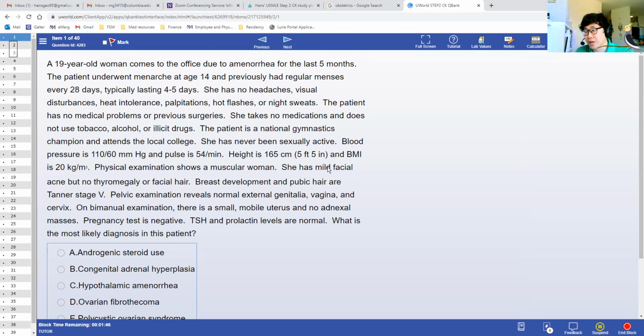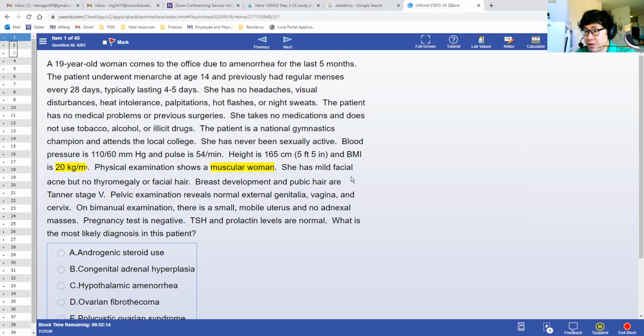Whenever a woman comes to the clinic with amenorrhea, secondary or even primary, I believe one of the first tests you have to do is a pregnancy test. She has never been sexually active. BMI is 20, so actually not too low. Muscular woman. If this BMI were super low, I'd be worried about some type of anorexia or female athlete triad. That doesn't appear to be the case here.